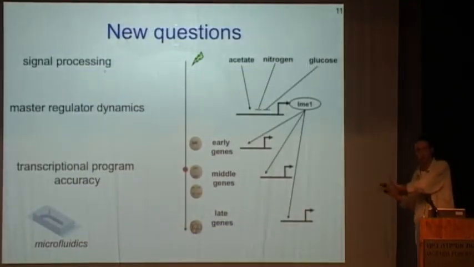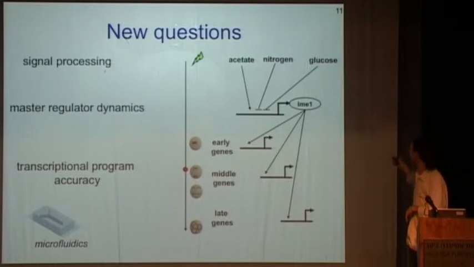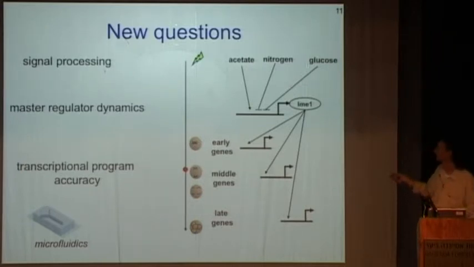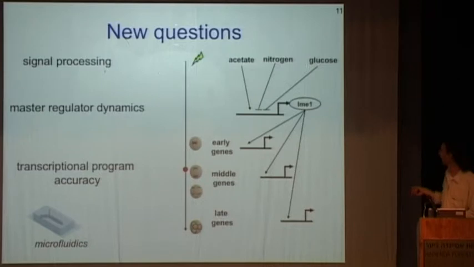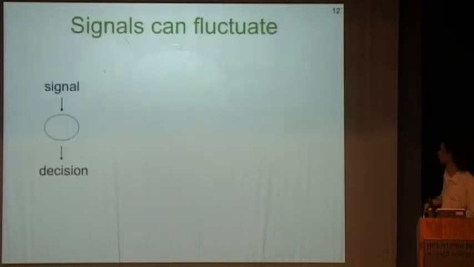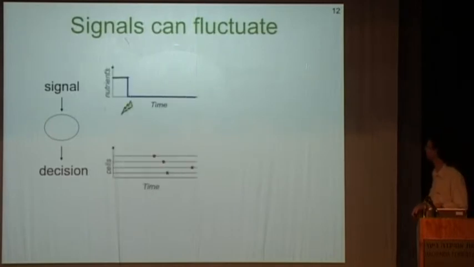So, moving on to new questions. So far, all I've shown you is pretty descriptive or phenomenological, but behind all this, of course, there are signaling pathways and transcriptional pathways that mediate between the signals in the environment and the actual processes that happen in the cell. There are three projects running now in the lab, all using microfluidics, based on these three levels: signal processing, master regulator, and transcriptional program. I'll briefly describe each of them.